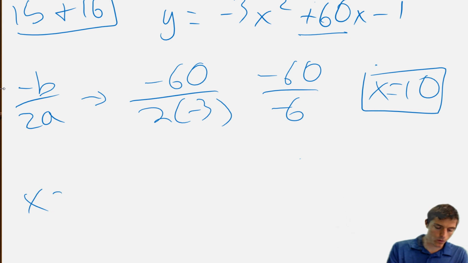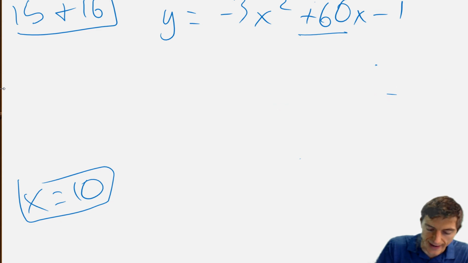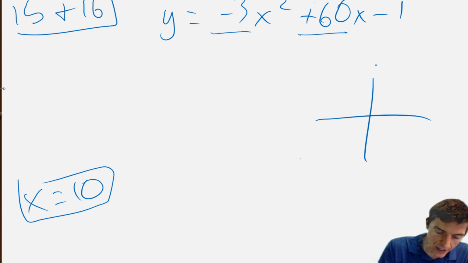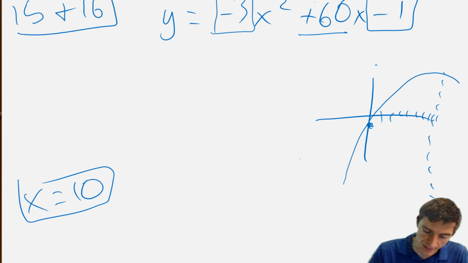Every parabola that we have, the vertex is going to be on the axis of symmetry. I already know a little bit of what this one looks like. I know that this parabola opens down. It has a y-intercept at -1, and it has an axis of symmetry at 1, 2, 3, 4, 5, 6, 7, 8, 9, 10, like that. And it opens down, so it's going to look like that.